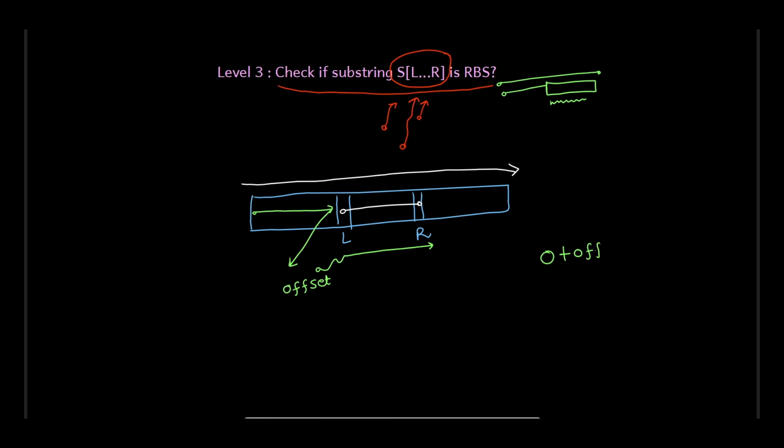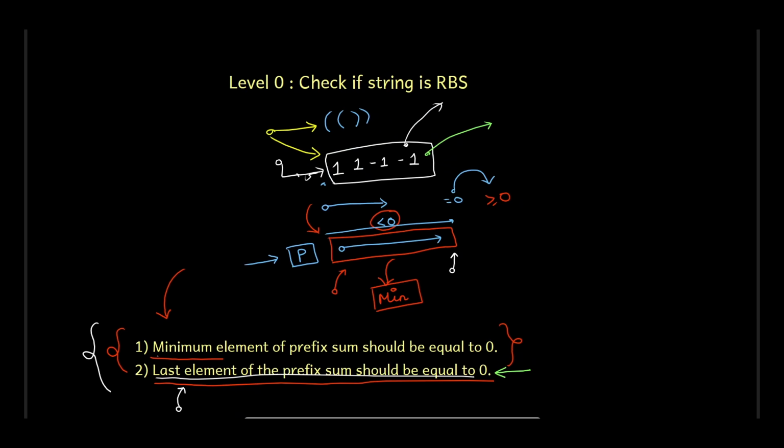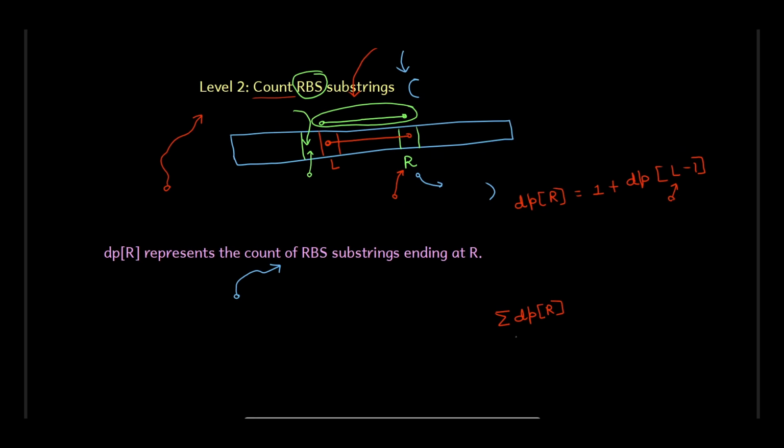So the last element of the prefix sum should be equal to offset. So this part you can check very quickly because you already have computed the prefix sum. So this second condition is very easy to check. How do you check the first condition? It says that the minimum element of the prefix sum should be equal to 0.